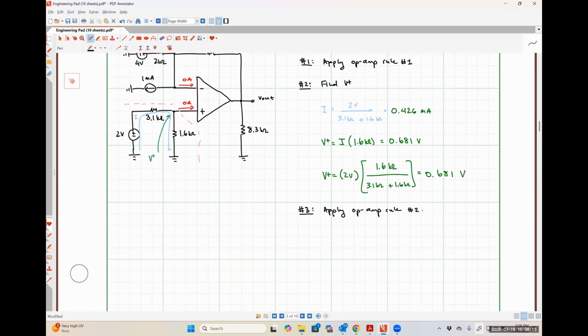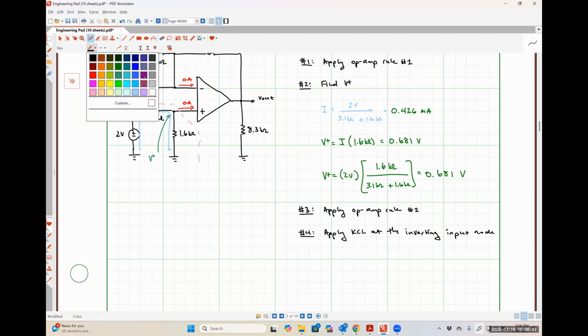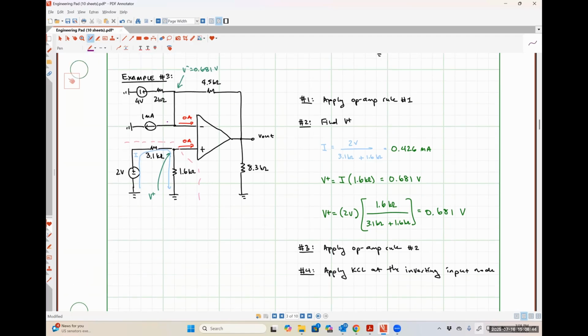I was just storing that in my calculator. Step number 4 is to apply KCL at the non-inverting input node. No, that's wrong. At the inverting input node, my apologies. So that will be adding this current plus this current plus this current together.